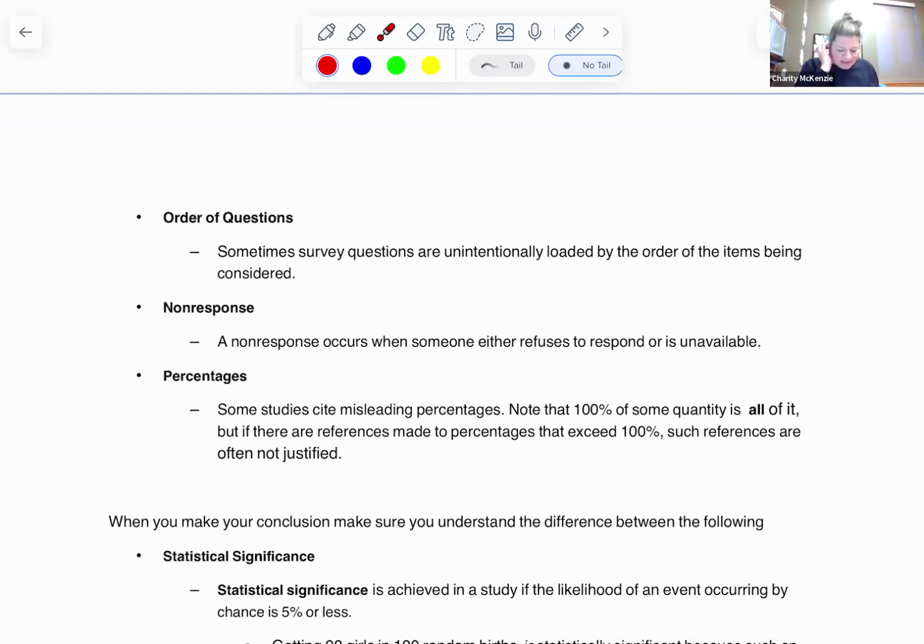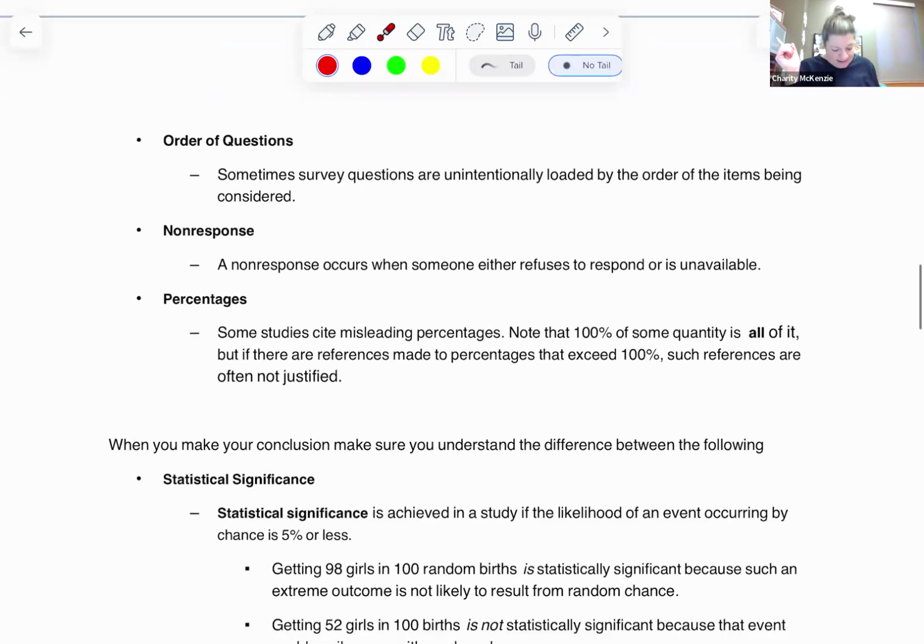And percentages. Some studies cite misleading percentages. Note 100% is everything, right? So if I told you I gave 110% on this lecture, was that even possible for me? Well, no, I can't give you more than what I have to give. 100% is everything, so you can't give more than 100%. So that could be misleading. There are cases where you could use a percent of 200. That means it doubled. So I don't want to say all over 100% is wrong, because I could say, oh my gosh, I got 200% of last year. It doubled my people who maybe bought something from me.